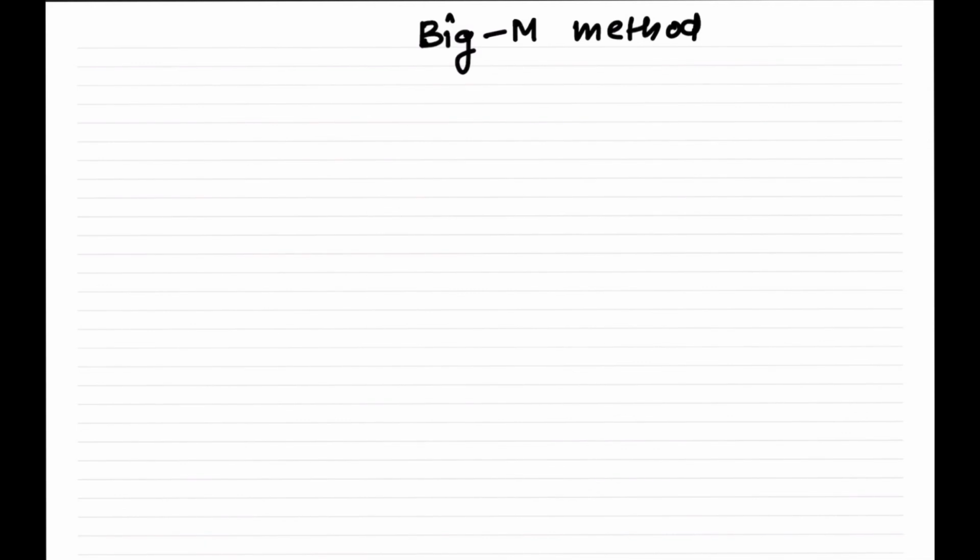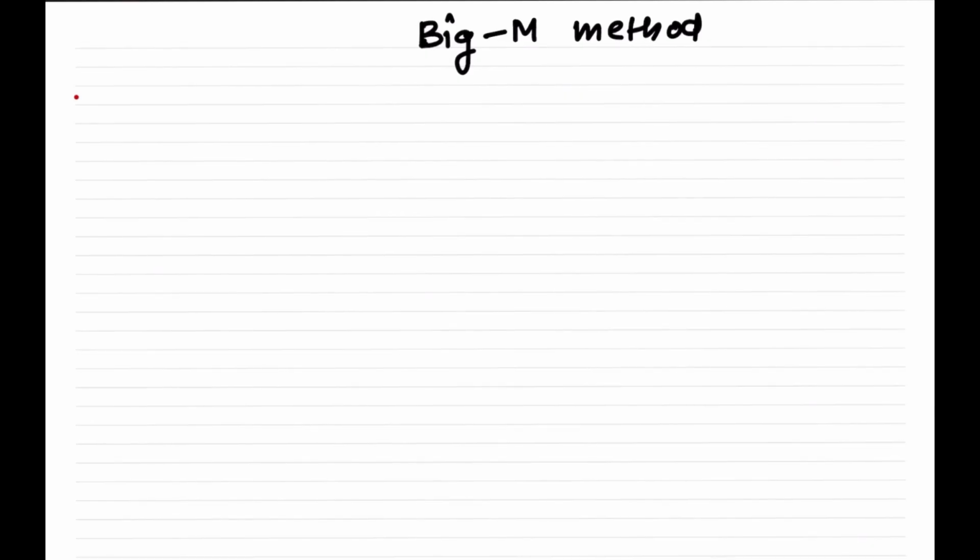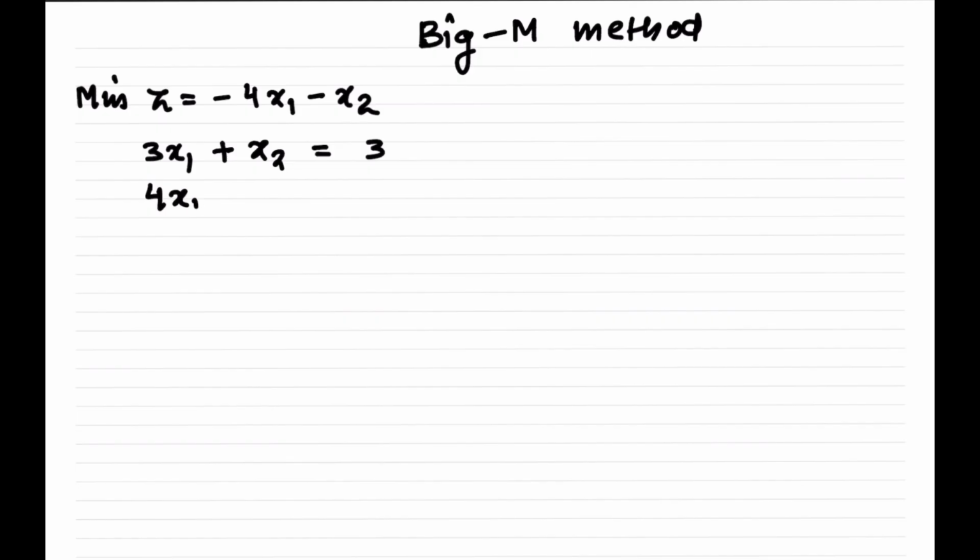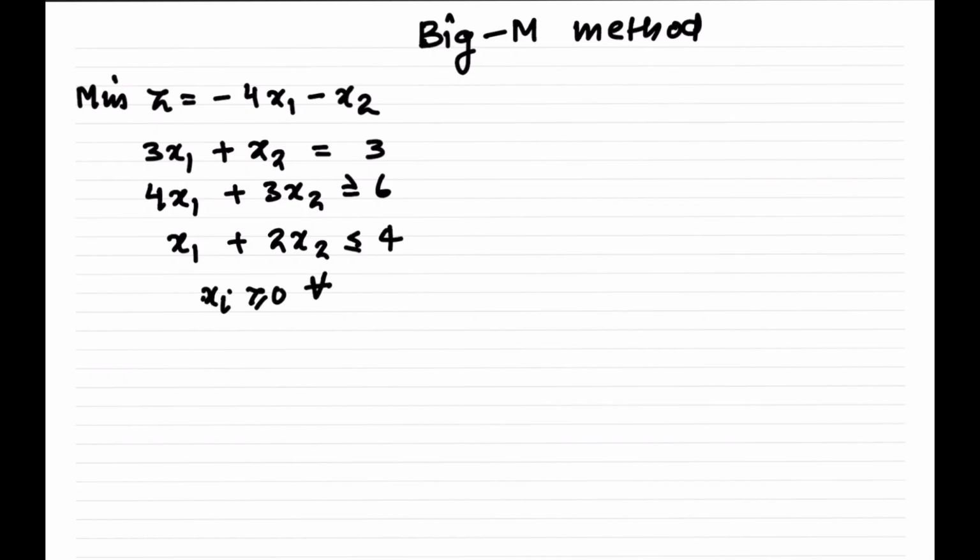So in this lecture, we'll see how to apply the Big M method for LPPs having equality constraints also. Let's say the problem is: minimize z equals minus 4x1 minus x2. The constraints are 3x1 plus x2 equal to 3. The next constraint is 4x1 plus 3x2 is greater than or equal to 6. x1 plus 2x2 less than or equal to 4. And the variables are all non-negative.